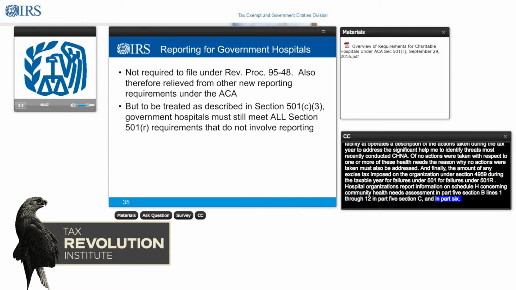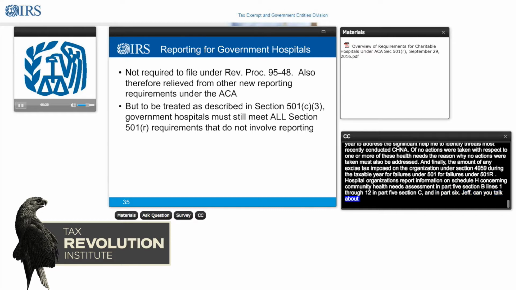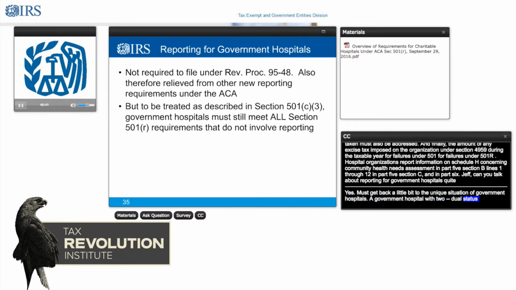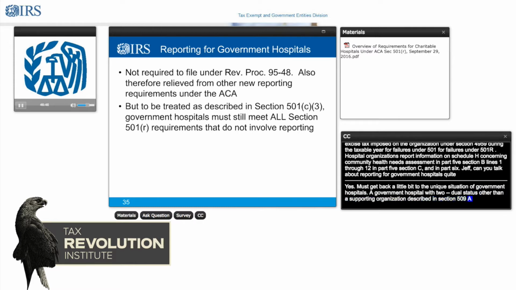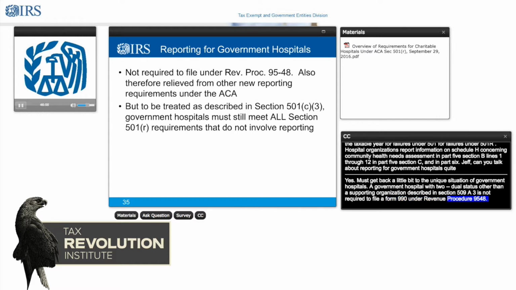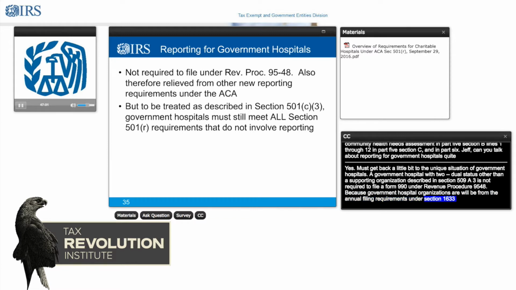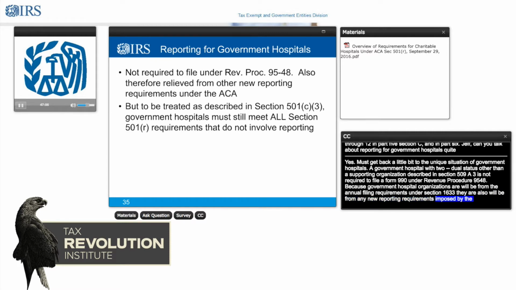Geoff, can you talk about reporting for government hospitals? Yes, let's get back a little bit to the unique situation of government hospitals. A government hospital with dual status as a 501(c)(3) organization, other than a supporting organization described in Section 509(a)(3), is not required to file a Form 990 under Revenue Procedure 95-48. Because government hospital organizations are relieved from the annual filing requirements under Section 6033, they're also relieved from any new reporting requirements imposed by the ACA on hospital organizations under Section 6033.